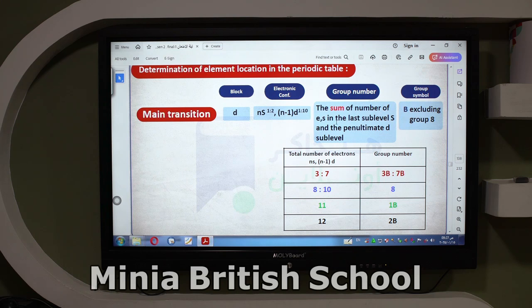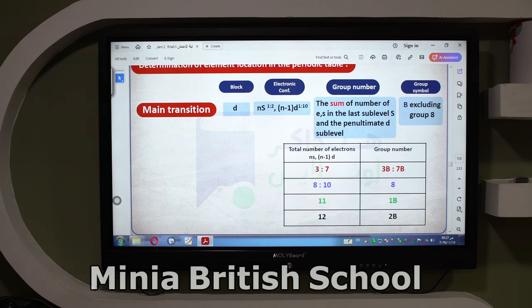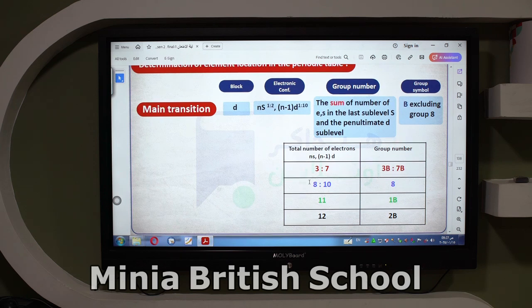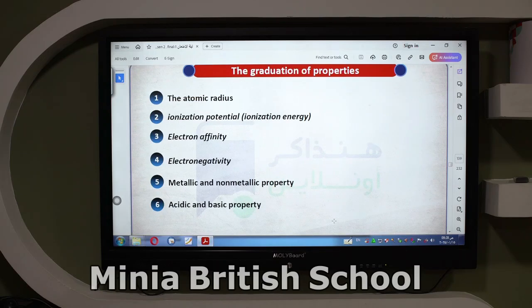About group number, we make the summation of the electrons in S and D. If the summation is from 3 to 7, it's located in group 3B to 7B. For example, if the summation is 3, it's located in 3B. If the summation is 8, 9, or 10, it's located in group 8, because as we said, group 8 consists of 3 columns: 8, 9, 10. If the summation equals 11, it's located in 1B. If the summation equals 12, it's located in 2B.